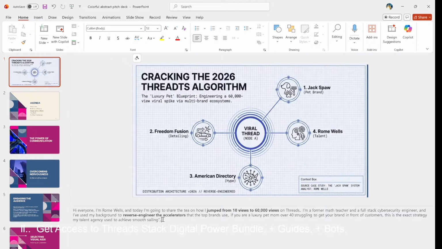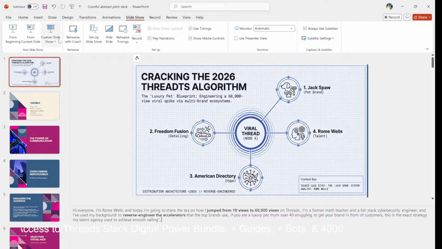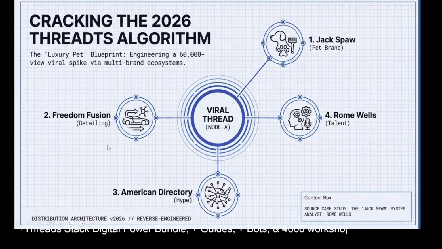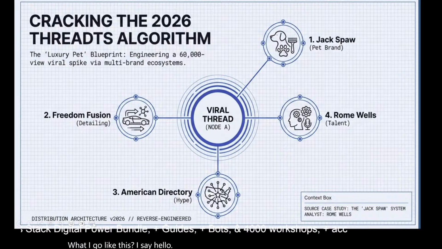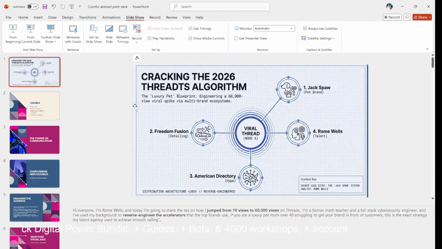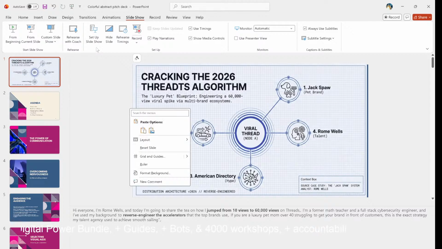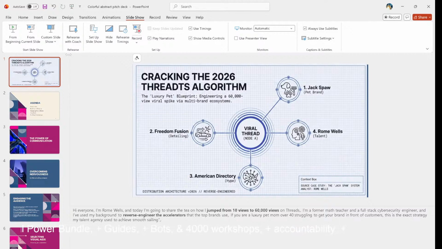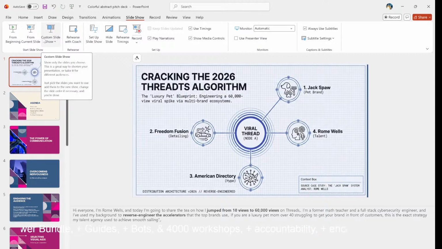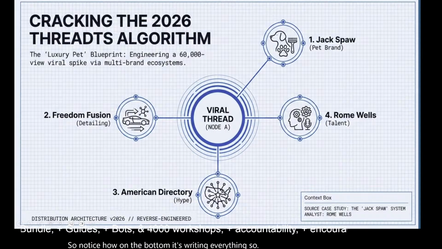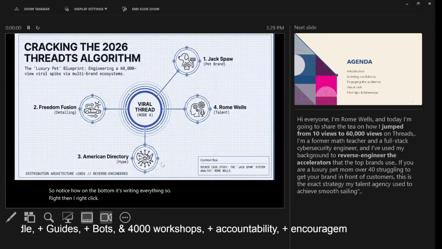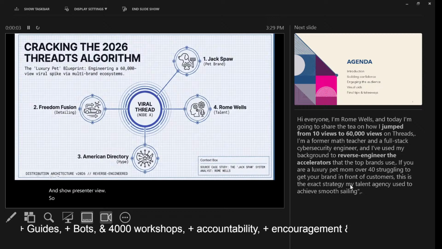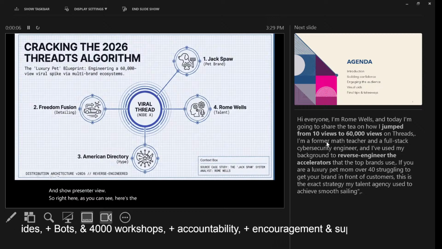Okay, so I'm going to say, hi everyone. This is what I could do: slideshow. When I'm going live, when I'm presenting, I say hello. Notice how on the bottom it's writing everything. What I do is right click, then Custom Slideshow, and from current slide, then I right click and show presenter view. Right here, as you can see, here's the presenter view. This is what it looks like.